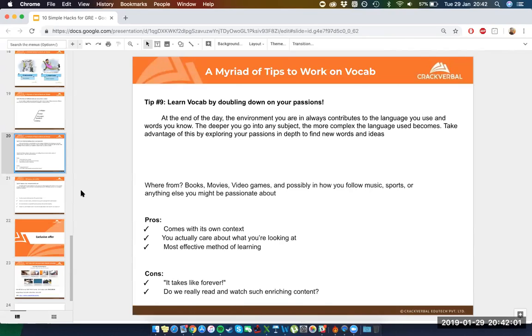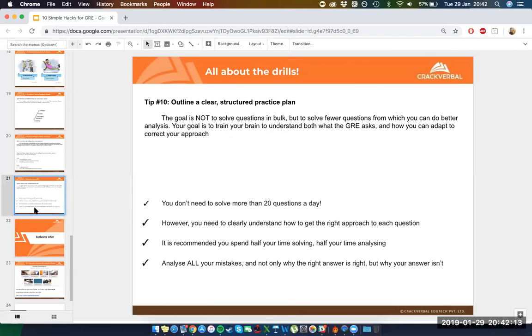So these are a bunch of tips, right? A myriad of tips, a variety of tips, a set of tips across the board about how to tackle building your vocab. Now let's end with one final tip for the day. This is a little bit about an approach to preparation. If you have to do practice questions, how do you do practice? How do you pace out your practice questions?